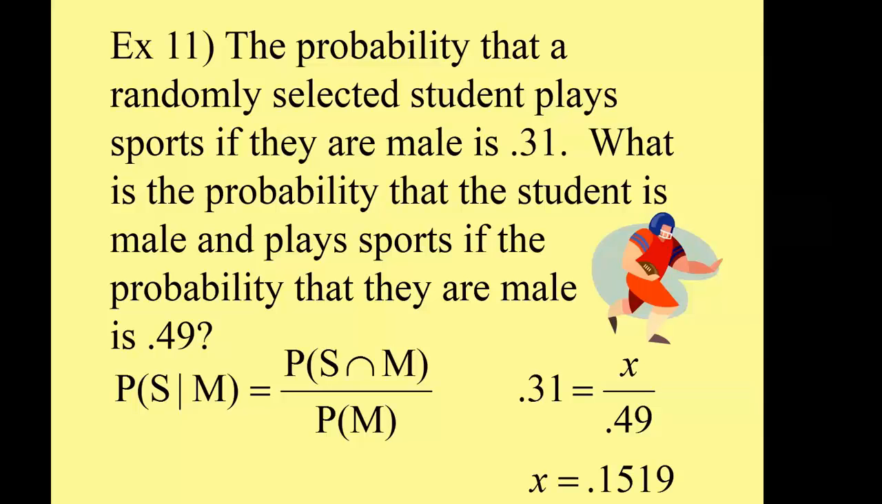So they told us the conditional probability. They told us that if they're male, then the probability they play sports is 0.31. And they told us the probability of being male. They want to know the probability of someone playing sports and being male, or the overlap between the two categories. So they gave us different information than before, and this is one of the few times we actually have to solve an equation. So in order to get this 0.1519, we want to multiply those two numbers together.